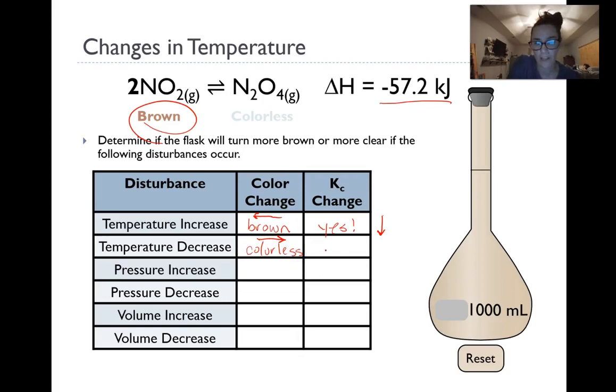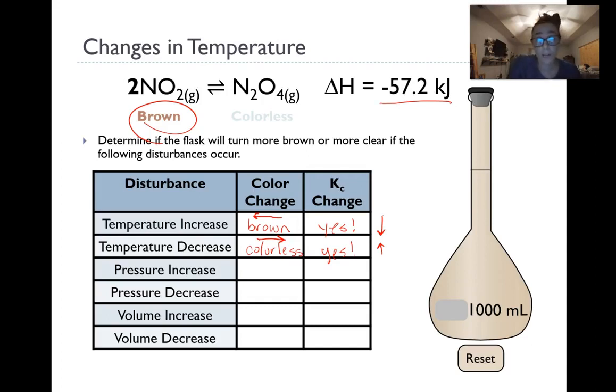And in this case, our Kc will change, yes, because temperature affects it. And if we have more products at equilibrium, then our Kc will be higher than normal. Okay, what about pressure? So this is a gaseous system, so pressure can definitely have an effect on equilibrium. Changing pressure doesn't really have an effect on non-gaseous systems because solids and whatever are usually at constant pressure. So increasing the pressure is not really going to change that too much.